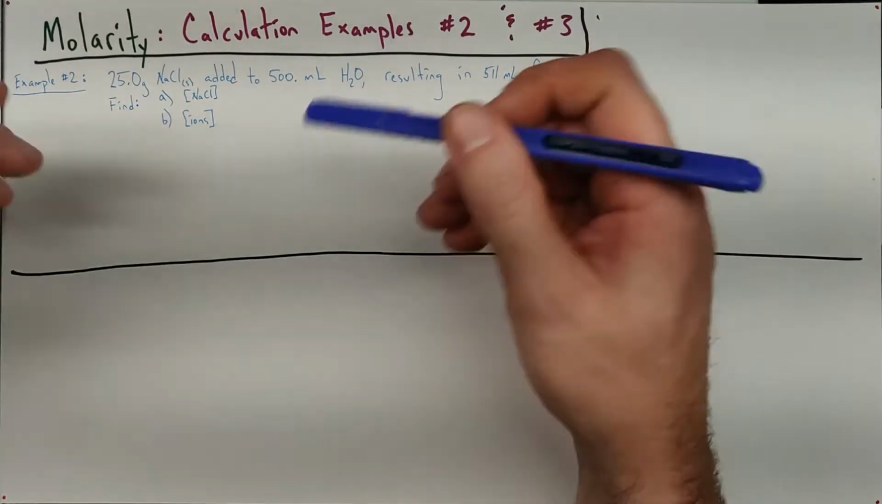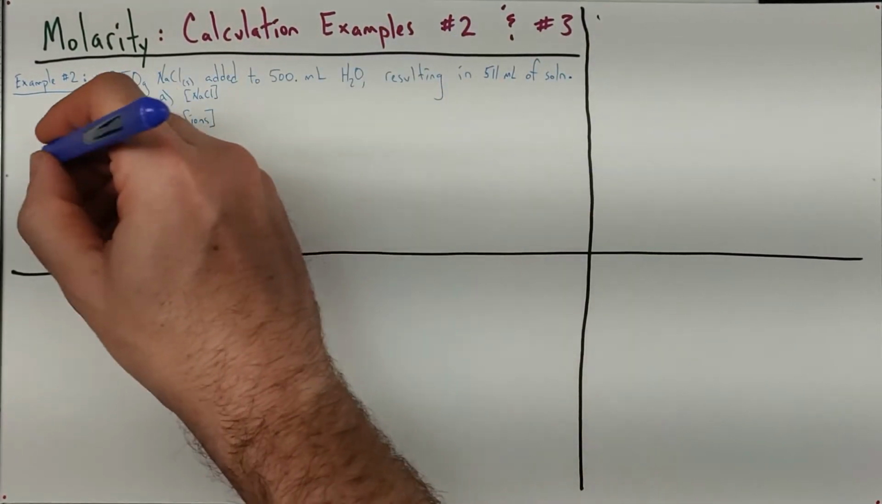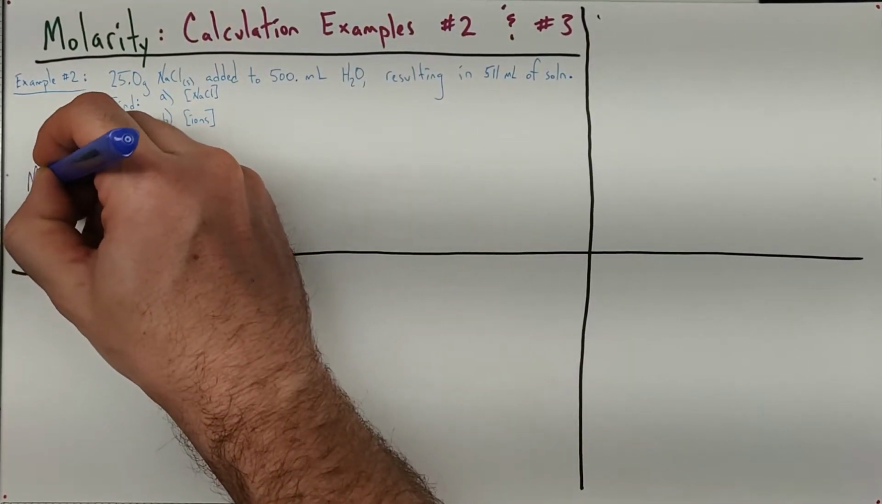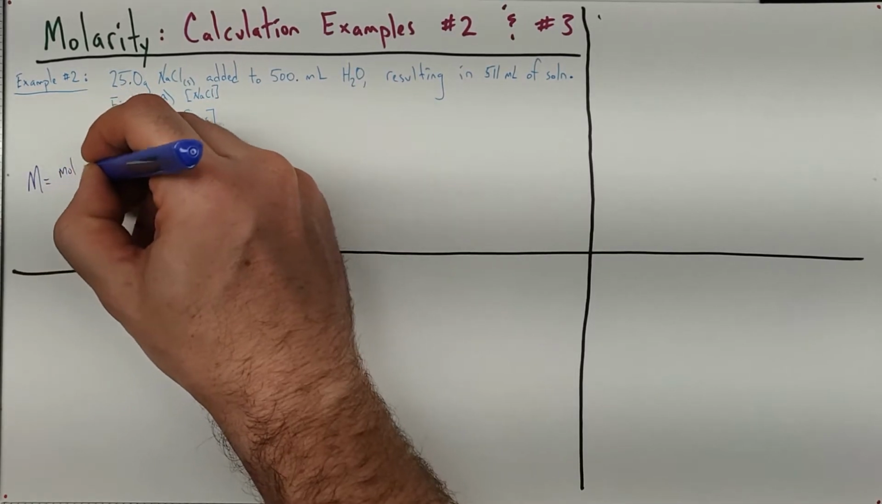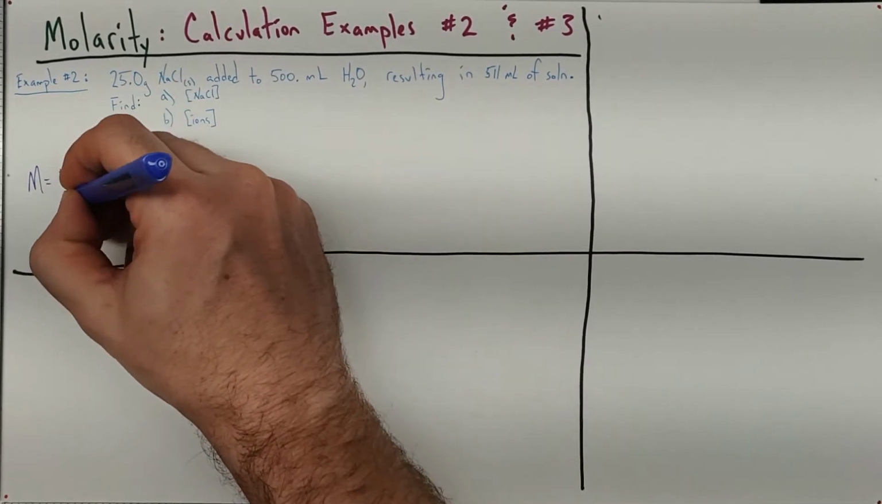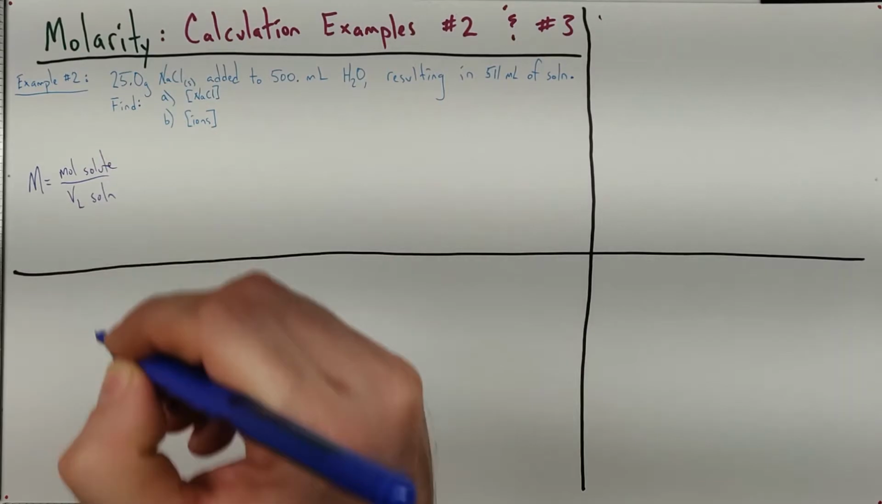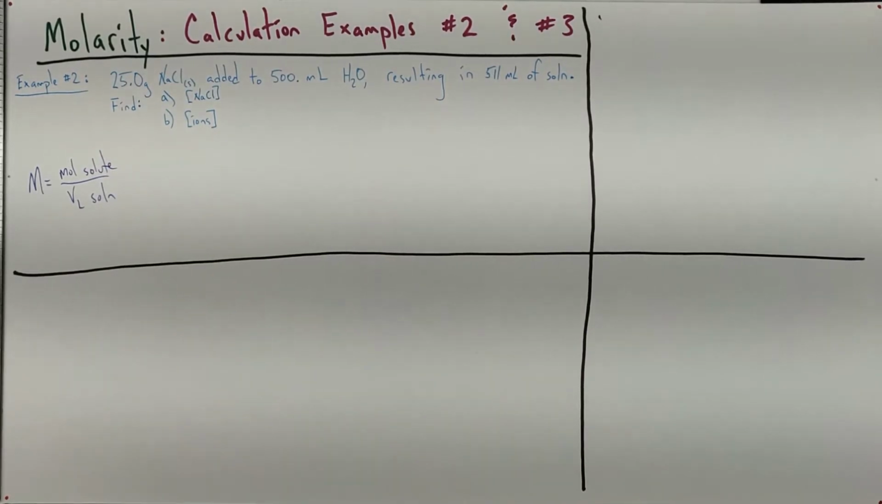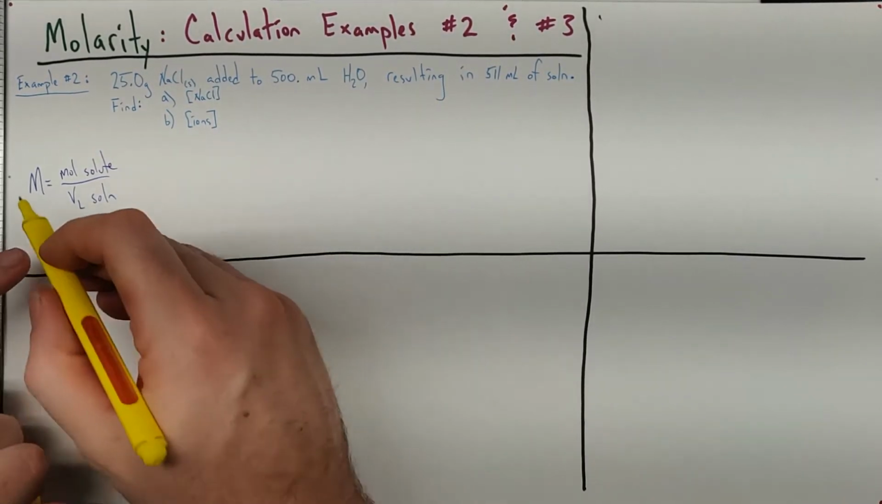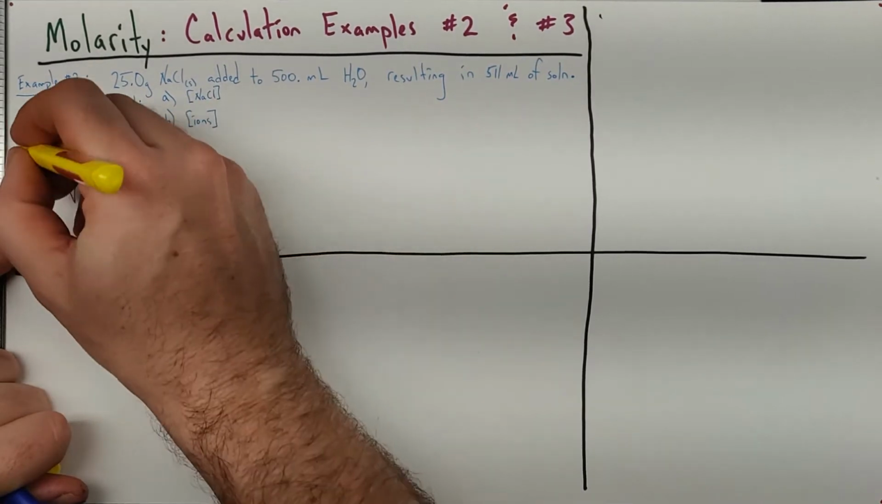If you don't know what to do, start out by writing the equation. We happen to know molarity is supposed to be moles of the solute over the volume in liters of the solution. So we write our equation and use it as a checklist. Do I know the molarity? No, I want to find it.